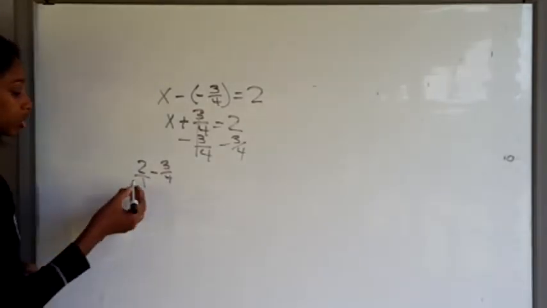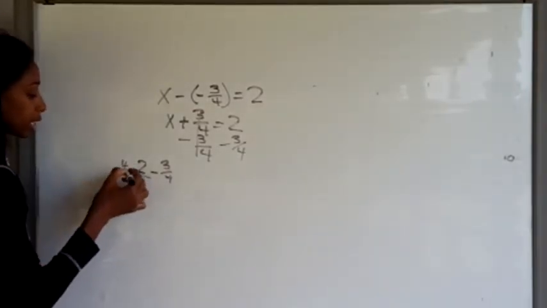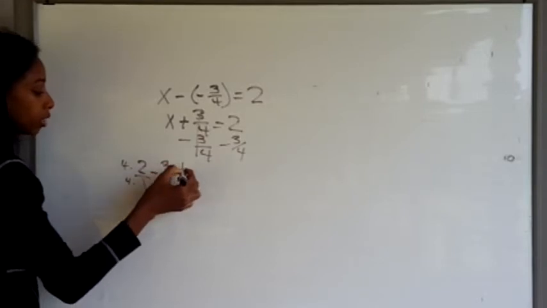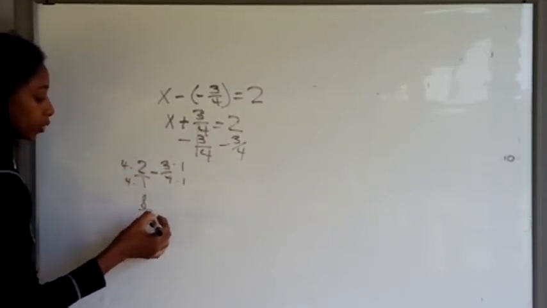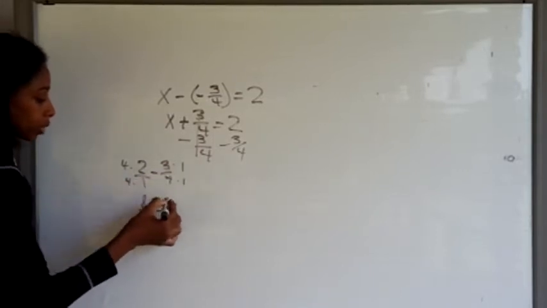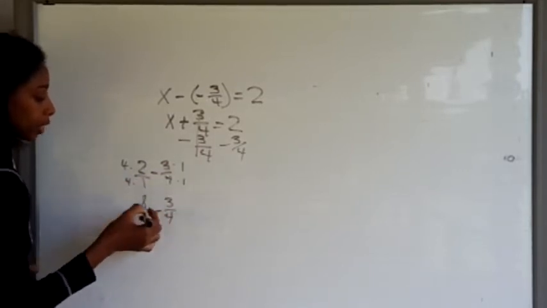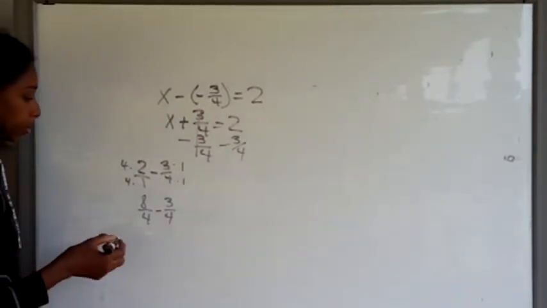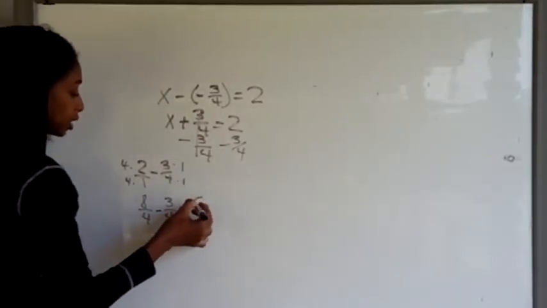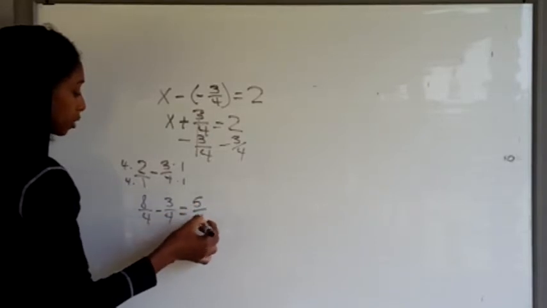The common denominator is going to be 4, so we multiply by 4 on this side. Multiply by 1. 4 times 2 is 8. It's going to give us 8/4. 3 times 1 is 3. 4 times 1 is 4. 8 minus 3 is 5, so that gives us 5/4.